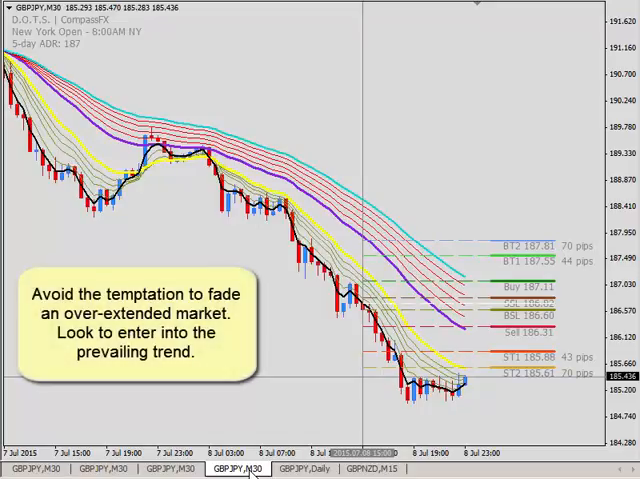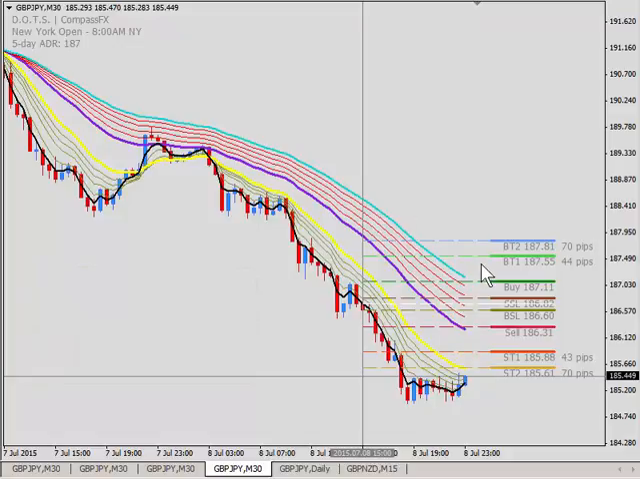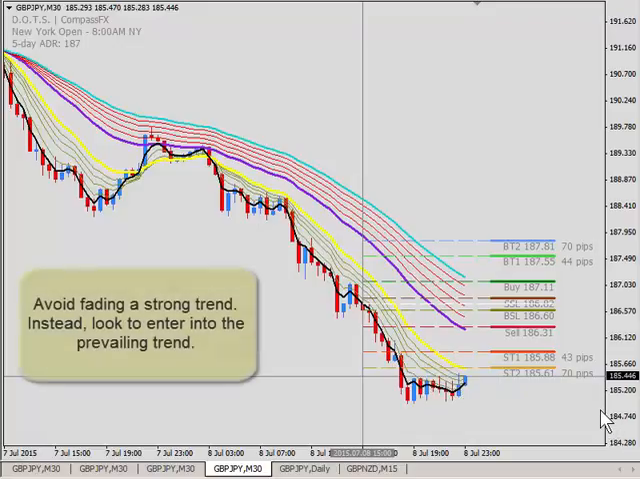Avoid getting tempted to fade the market and look to enter into the prevailing trend. And that's where the long-term guppies are coming in. What I look for, and what we often talk about in the Dot's trade room, is look for these pullbacks. Look for the market to come back into the short-term guppies, possibly even as far as to test the long-term guppies, and then we look to trade back in the direction of the long-term guppies. So avoid fading a strong trend. Instead, look to enter the market back in the direction of the long-term trend.